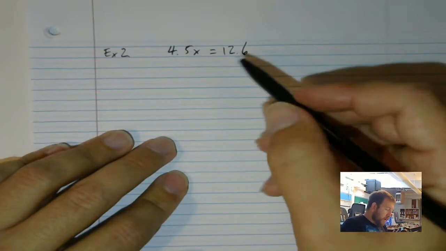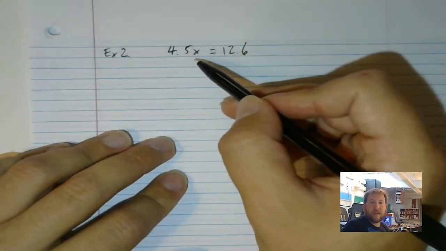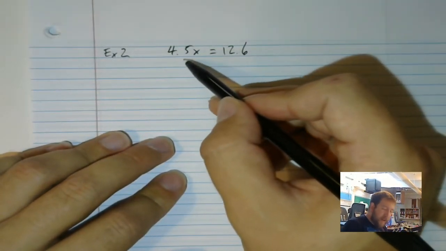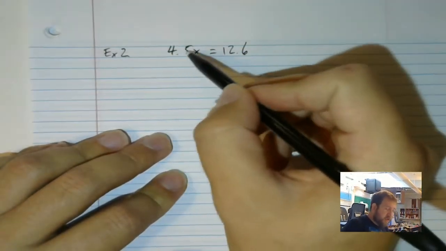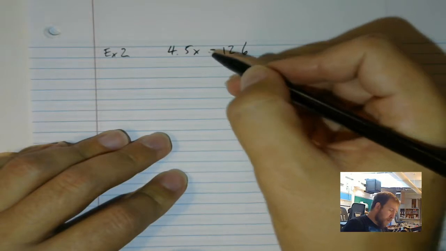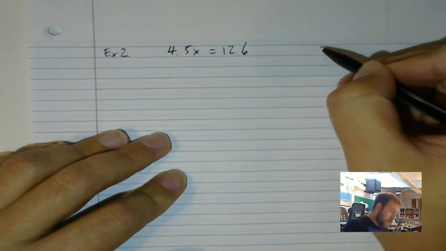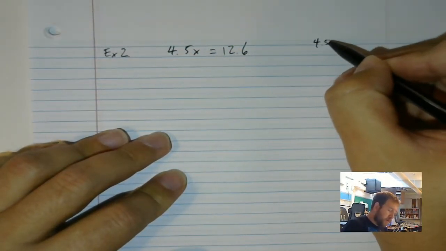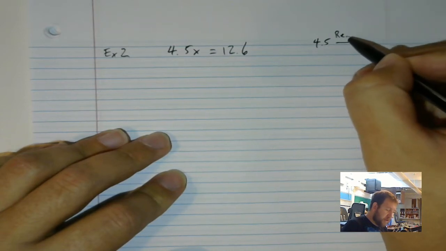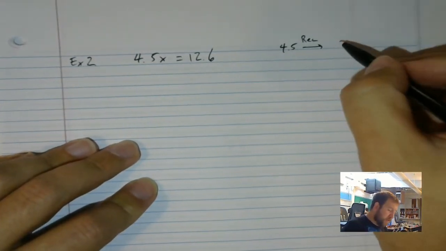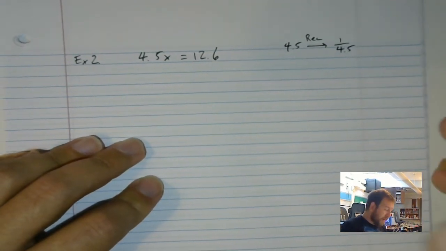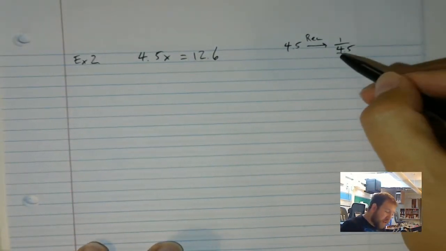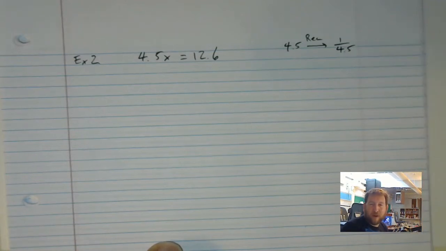All right. So, darn it, my x is not by itself again. So I need to get this x all by its lonesome over here. And to do that, I need to get rid of this 4.5. So what I'm going to do is take the reciprocal of 4.5. Remember, that's going to be 1 over 4.5. So I can just divide, because this is really like dividing by 4.5, right?